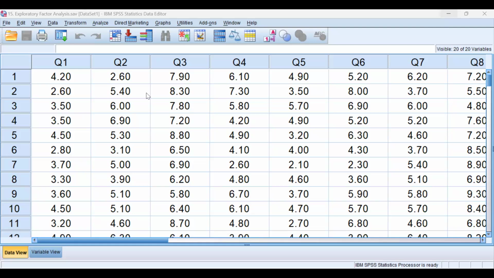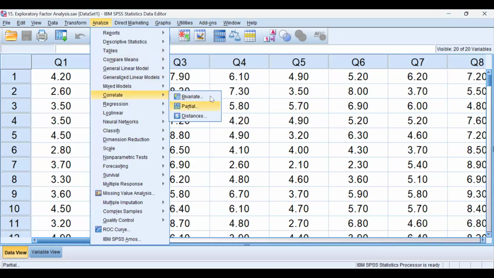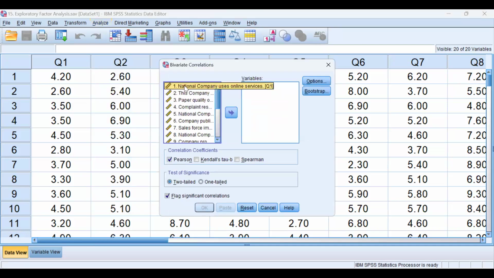Now, first of all, we will check the correlation among the indicators. Whatever indicators I'm taking, all the questions should correlate with each other, because multicollinearity is desirable here. So first of all, go to Analyze, then Correlate, Bivariate. I am checking whether all the questions are correlated to each other or not.